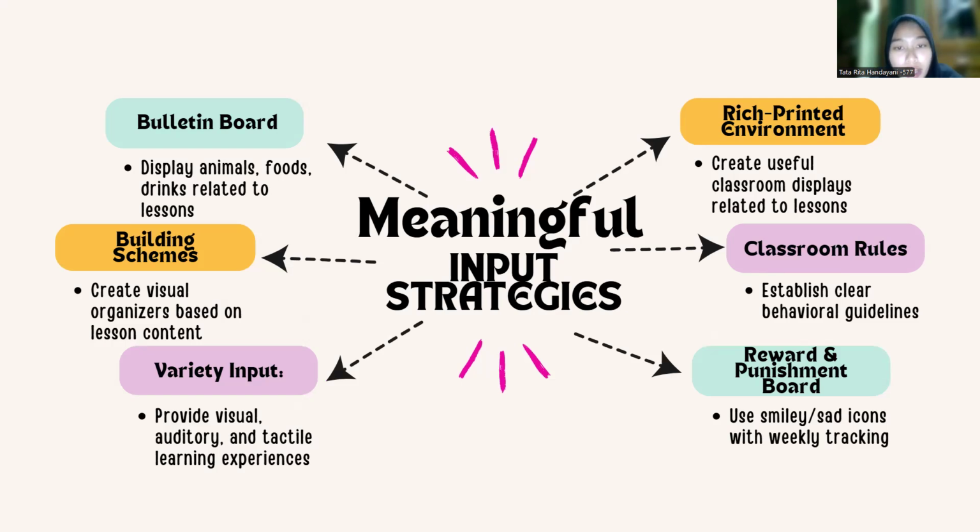Third, provide variety in input types. Remember, children have different learning styles. Include visual input like pictures, videos, colorful charts, and then auditory input like songs, recorded stories, different voices and accents, and then tactile input like objects to touch, manipulatives to move, textures to explore. This ensures every child can access the content through their strongest learning channel.